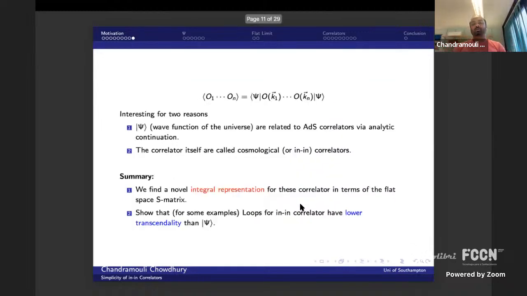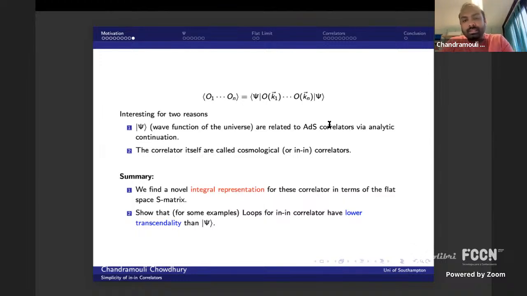Okay, good. So this kind of a problem is interesting for several reasons, I think, but just to highlight two of them. When we are computing a correlation function like this, you first need to determine the state, which is sometimes famously called the wave function of the universe. And these are related to AdS correlators by analytic continuation. So in some cases, when you know the wave function of the universe, or you know the state you're evaluating things in, you essentially know correlation functions in AdS as well. And of course, for the AdS CFT community, this is of quite a lot of interest.